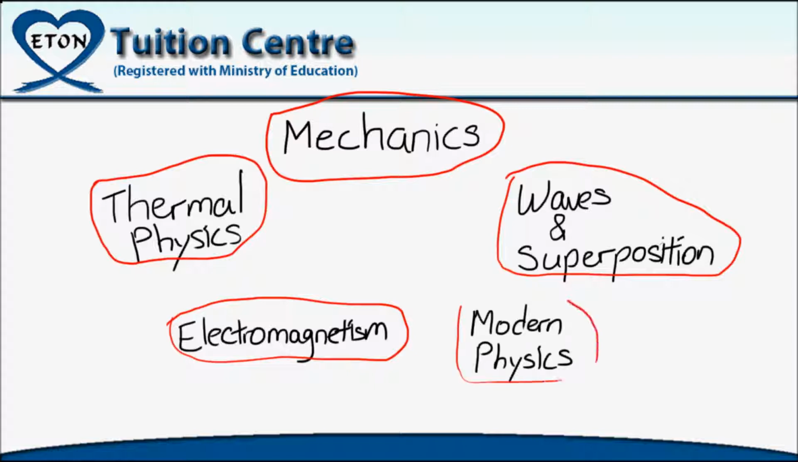Modern physics is a study of nuclear physics, everything that is modern, everything that is after the 1900s. Specifically quantum physics, nuclear physics, lasers and semiconductors. So for H2 physics, these are the 5 broad categories and they are linked together by this thing called energy. Energy is the concept that links all these 5 topics together. 1, 2, 3, 4, 5.